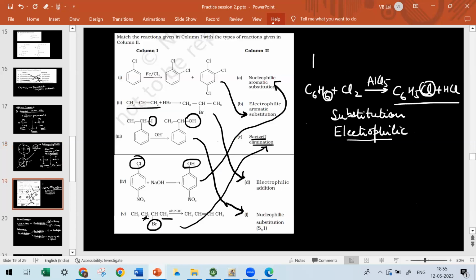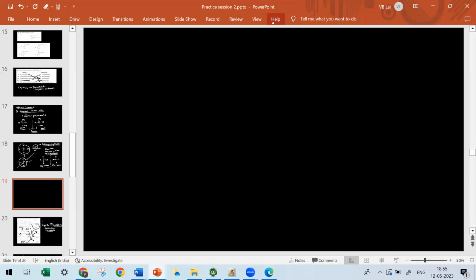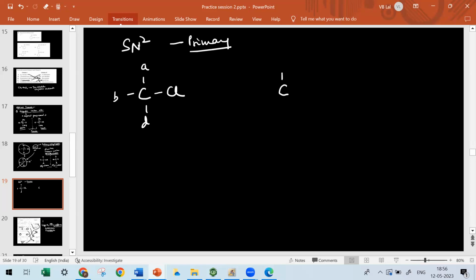Now supposing my compound is undergoing SN2 reaction, then what will happen? Supposing I have this carbon, here it is A, here it is B, here it is D, and here it is Cl. Similar compound, but this is a primary alkyl halide. Then the reaction occurs in a single step, not in 2 steps. A, B, and D here. Now C is slowly breaking out. It doesn't break out quickly, but OH minus comes from the other side.